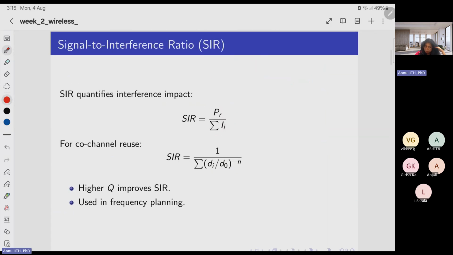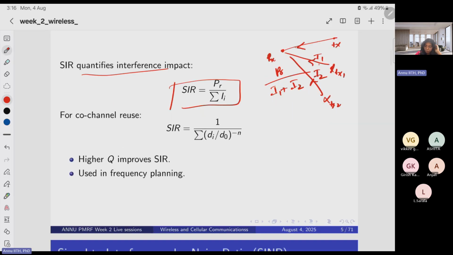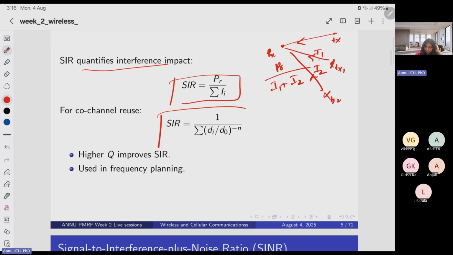Now, signal to interference ratio. As we know, it quantifies the interference impact, and it is PR divided by all the other interference. Suppose you have a receiver at this point and you have transmitter 1 and transmitter 2. So PR is divided by the interference you are getting from this and this. If it is I1 and this is I2, then I1 plus I2.